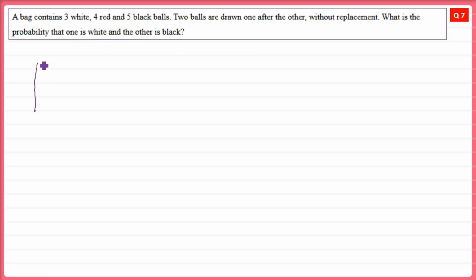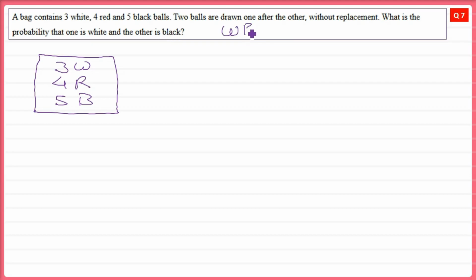So this is a bag we have, and this bag contains 3 whites, 4 reds and 5 black balls. 2 balls are drawn one after another without replacement. There is no replacement. Mind it. One is white and the other is black. So one can be white, the other can be black. So there are possibilities here. First one is white, second is black, so W1, B2. Or first black and second is white, so B1, W2. In order to write in terms of probability, it will be P(W1 intersection B2).